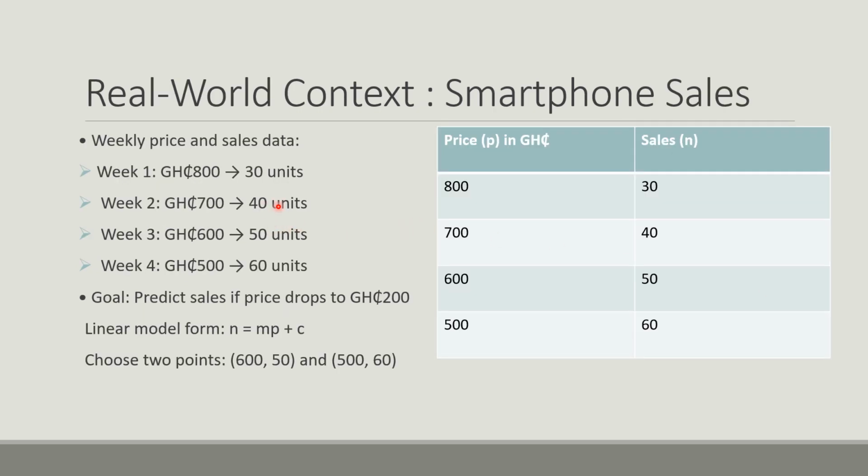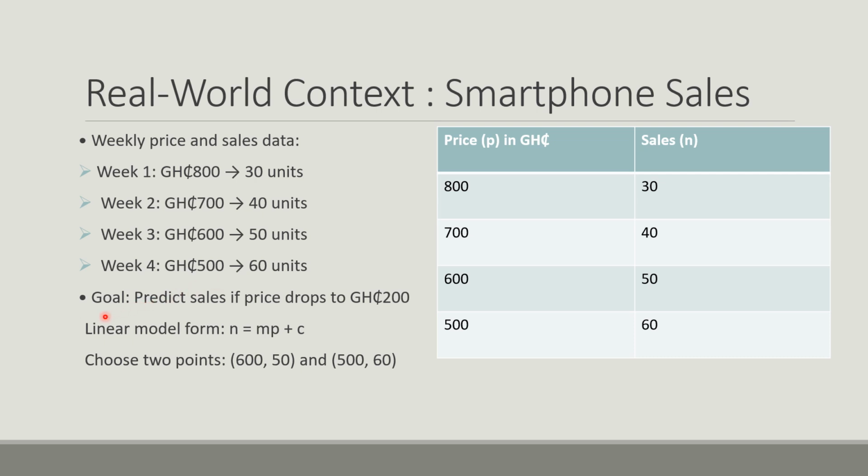Let's see an example here. An example is smartphone sales. So this is a real world context example that we are going to deal with here. We have weekly price and sales data. In week 1, we were able to sell 30 units of phones and the price is 800. Week 2, 40 units and the price is 700. Week 3, 50 units and the price is 600. Week 4, 60 units and the price is 500.